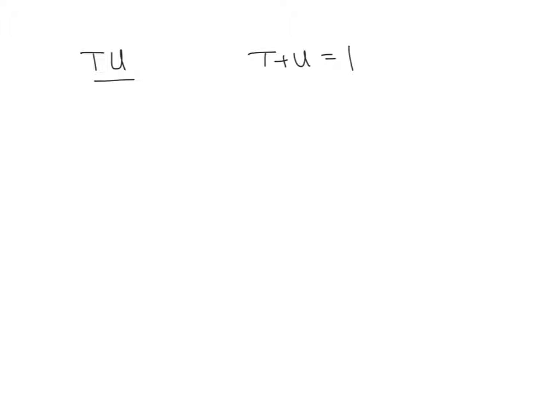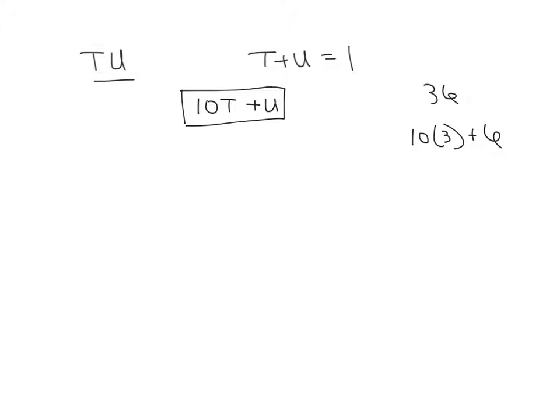The original number is 10 times t plus u. Okay, so let's look at that. Let's pretend that that number is 36. Okay, so 10 times 3 plus 6. So this number right here is just a single digit 3. It isn't 36, it's just a 3. So like this here, if it was 36, the t would be 3, the u would be 6.